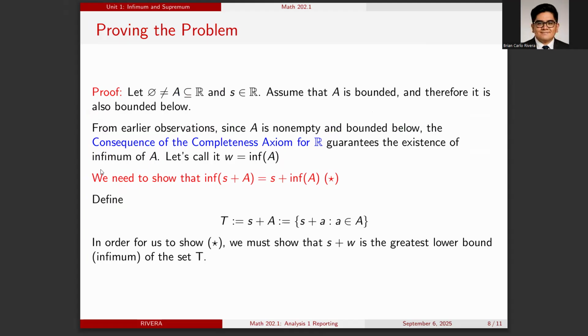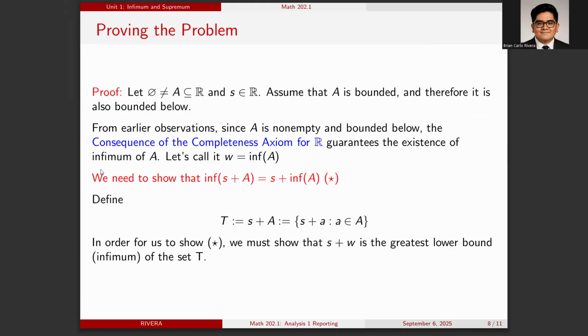Let A be a non-empty subset of the real numbers and S be a real number. That's just shorthand notation. And assume A is bounded. That's a part of the problem. And therefore, it is also bounded below since it's bounded. So from earlier observations, since A is not empty and bounded below, by the consequence of the completeness axiom of R, this guarantees the existence of the infimum of A, and let's call it W.